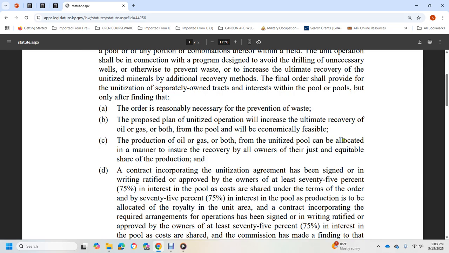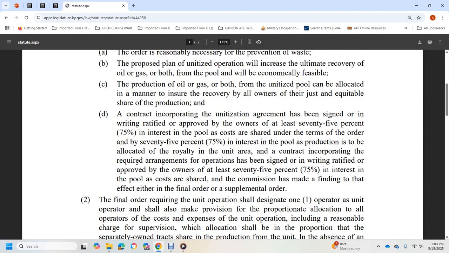Production of oil and gas from the unitized pool shall be allocated in a manner and share of the recovery to all of the owners that is just and equitable, in proportion to their share of the production.